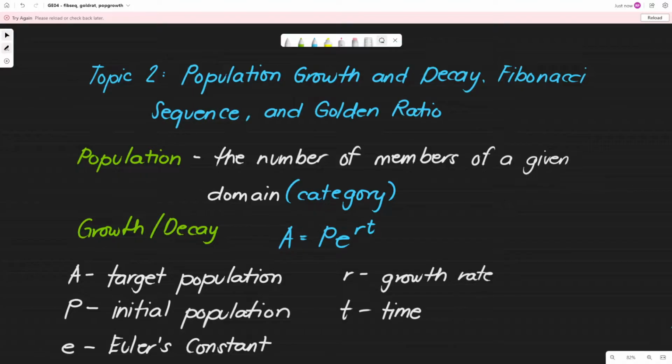So when we say population, this is the number of members of a given domain. For example, we're asked to find how many people are living in a specific city. That is what we call a population. How many animals are there inside the zoo? That is considered a population. How many bacteria are being observed under the microscope, that is also an example of population. As long as they belong to the same domain, or same category, they can be considered as a population.